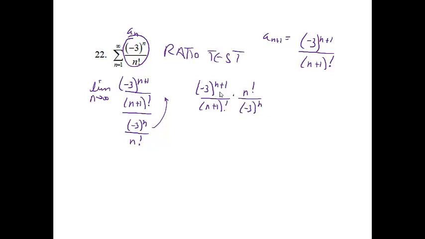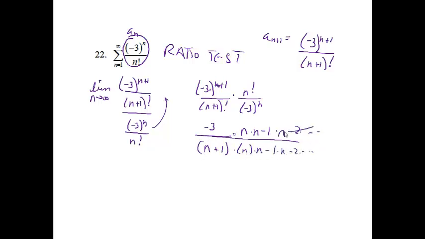Then what we're going to do on this one, I do know that my -3 to the n's will cancel. I'm just going to be left with the -3 up top. And then the n factorial is n times n minus 1 times n minus 2, dot, dot, dot. And then in the denominator, I get n plus 1 times n minus 1 times n minus 2, dot, dot, dot. So everything cancels out except for the n plus 1. So I have -3 over n plus 1. And if I let n approach infinity, I will get 0.